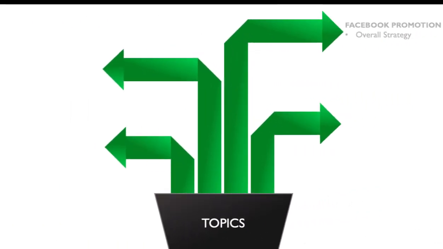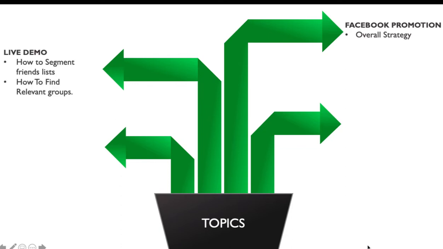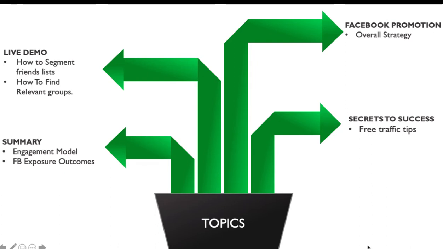There's a couple of topics I want to go through today. First, I'm going to go through our Facebook promotion strategy and take you through the overall strategy. Then I'm going to jump straight over to Facebook. I'm going to show you how you can segment your friends list if it's something that you want to do, and then how to find some relevant groups so you can find people that could end up being leads for you. Then we're going to do a brief summary and talk you through our engagement model, and also talk about what kind of Facebook exposure outcomes you can expect to get if you implement this strategy. And then I'll talk you through my secrets to success if you're using free traffic.